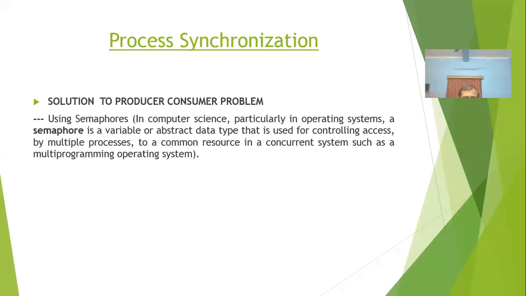That means in the case of multi-programming operating systems, where multiple processes are running at the same time and are trying to access a common data structure, using the concept of semaphores, which is nothing but a variable or an abstract data type, we can control the access to the particular common data structure by the competing processes. There are some other mechanisms also for implementing several solutions to the producer-consumer problem, but using semaphores we can do it pretty easily. It's a very common, popular technique.